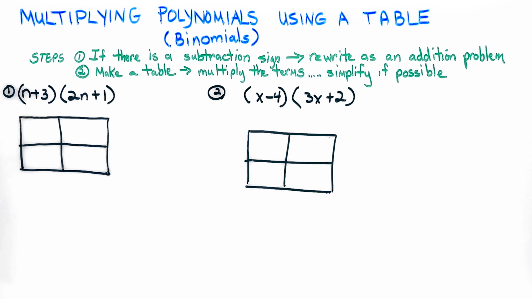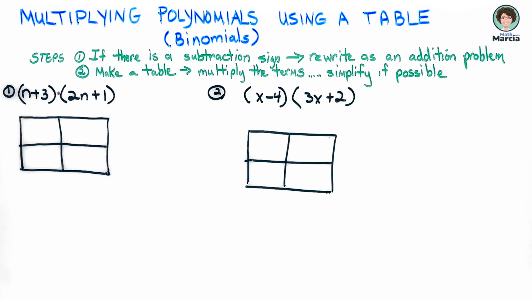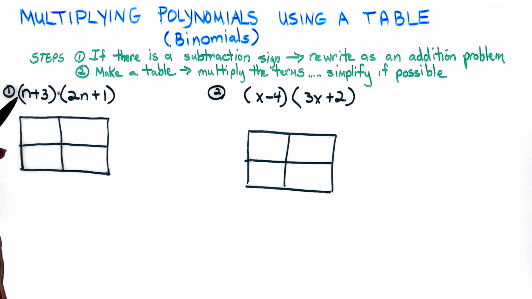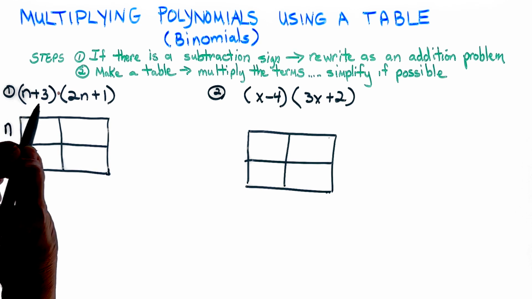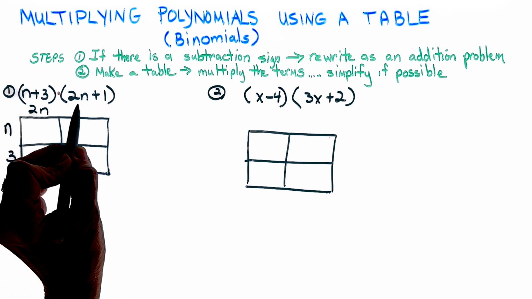So looking at the first one, I have n plus 3 times 2n plus 1. I do know, and you know, if they're written beside each other, that means multiply. I am going to go ahead and write my factors. So here's an n. I'm breaking it up into two parts and a 3. There's my n plus 3. And I will write here my 2n, and it's a plus, so a 1.